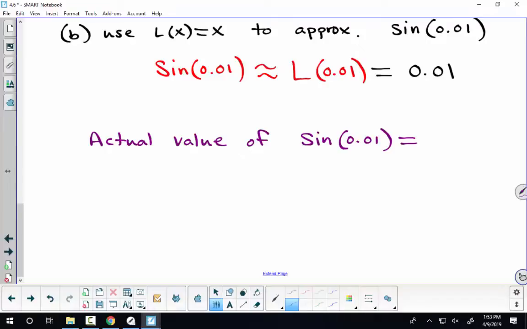The actual value of sine of 0.01 is what? 0.009999. 0.00, and then four nines, 9. Okay, was that approximation close? Yeah, it's super close.